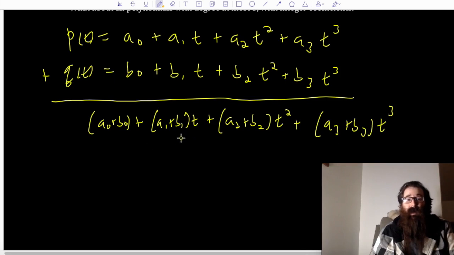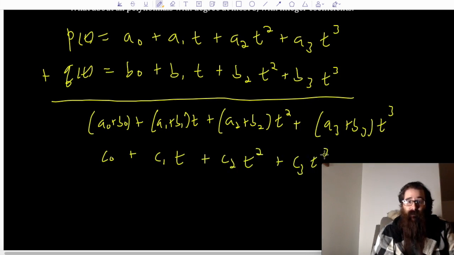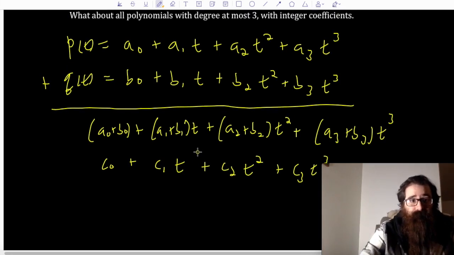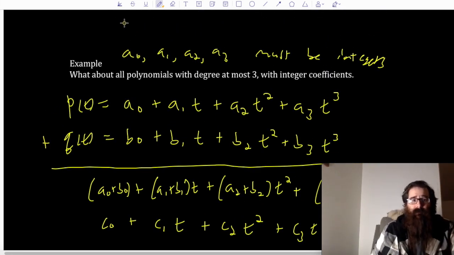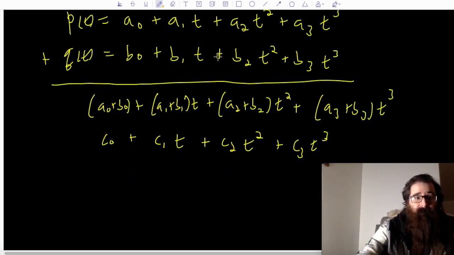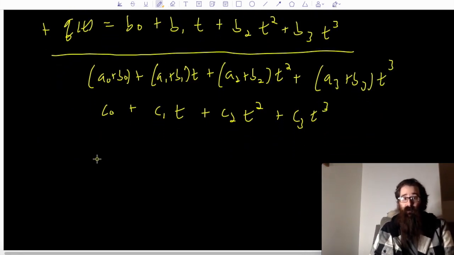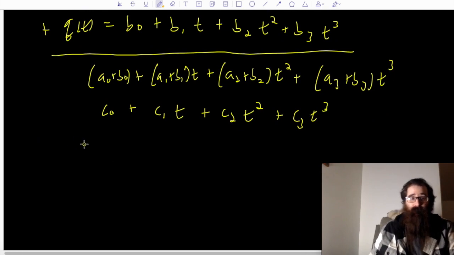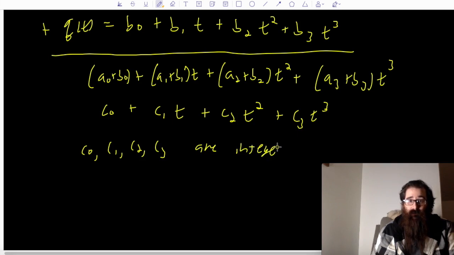We'll say, okay, so then what's going on here? Well, if I add two integers together, that's going to give me another integer. If I take any two integers, add them together, it gives me another integer. I can say, well, this is c sub 0 plus c sub 1t plus c sub 2t squared plus c sub 3t cubed. And we'll notice that if these a values must be integers, and we also said these b values must be integers, then adding these two polynomials together generates another polynomial of degree at most 3, but that the c values are integers. So this works perfectly.